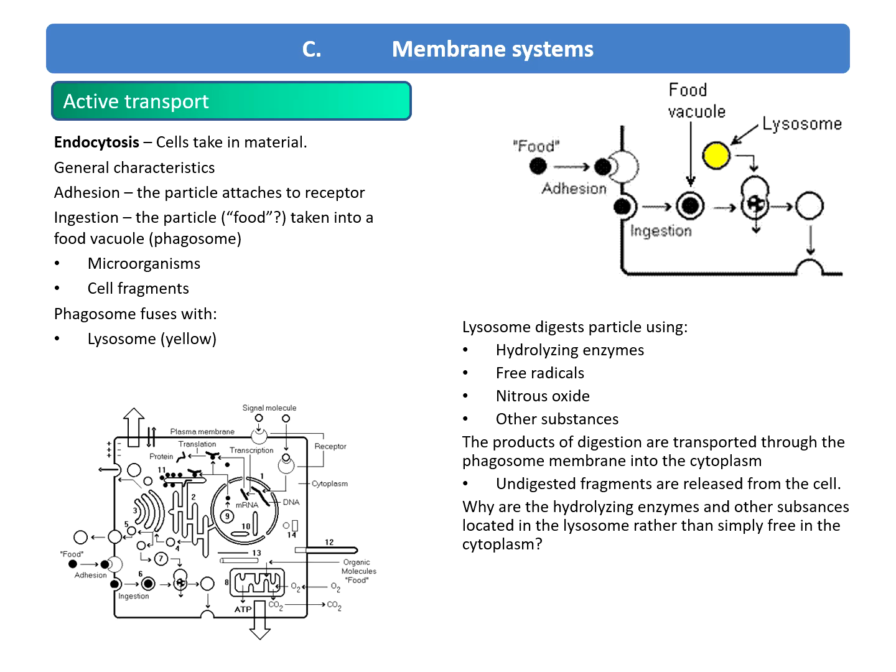You might wonder, why are the hydrolyzing enzymes and other substances located in the lysosome rather than simply free in the cytoplasm? Well, the reason is if they were free in the cytoplasm, they would digest the cell. Now, some cells, especially those in the embryo, naturally die as part of growth of the organism. They do so by the lysosome rupturing, releasing the contents, and digesting the cell.